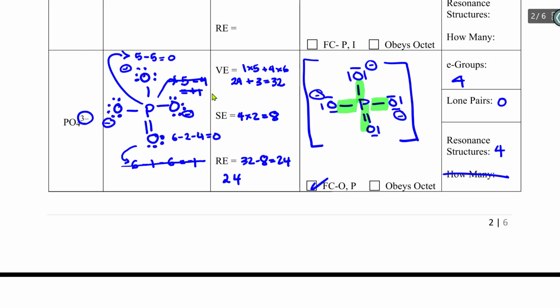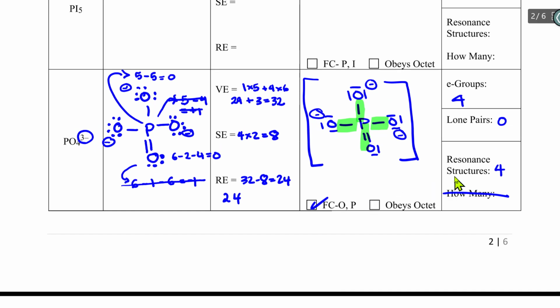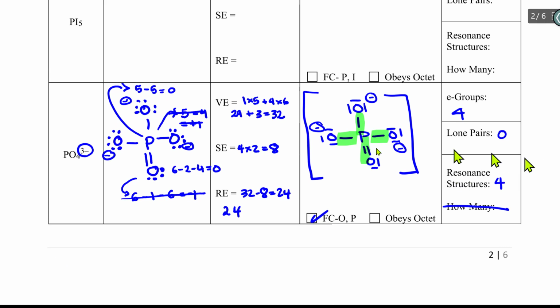And then again, ignore that line. Originally, resonance structures was supposed to be a yes or no, and then I decided I could answer that with the number of resonance structures as well. So hopefully that clears up for you how you do this. Again, if you have any questions, feel free to ask.